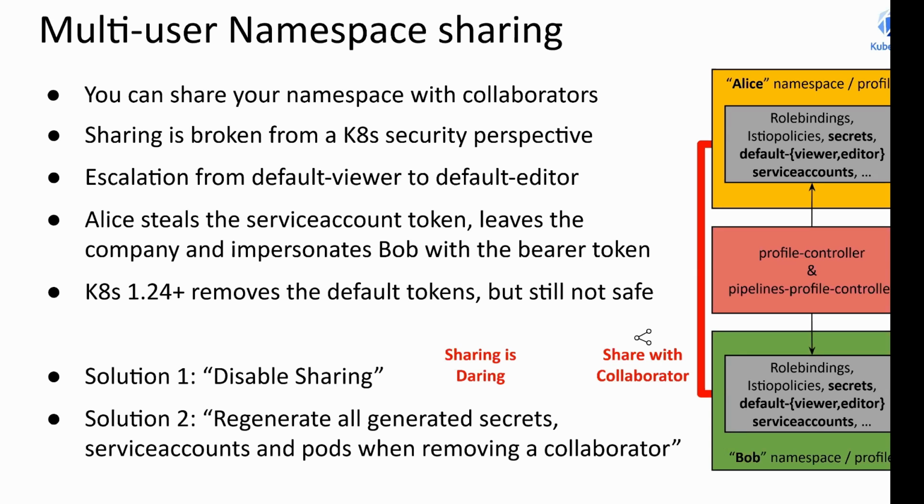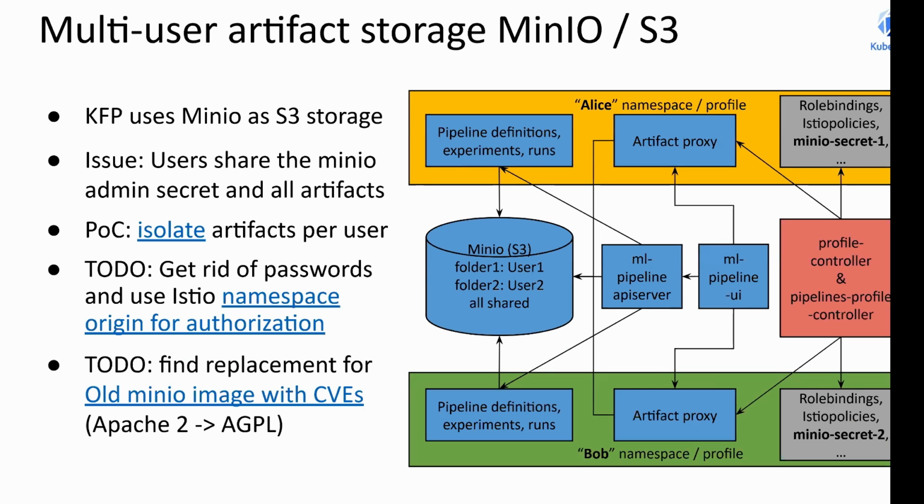As of now, in Kubeflow 1.8, you can still exploit namespace sharing and hijack other namespaces if you have been added once as a collaborator, and in some cases even after leaving a company, which is quite dangerous. There are some workarounds, but we're definitely looking for volunteers to properly fix this issue in the future. And this brings us to the second big multi-tenancy problem, which is about the artifact storage for Kubeflow Pipelines.